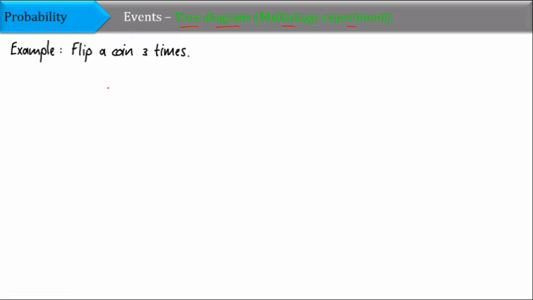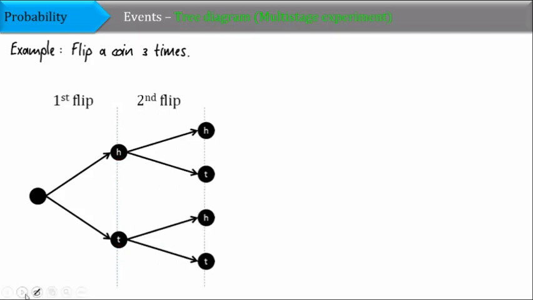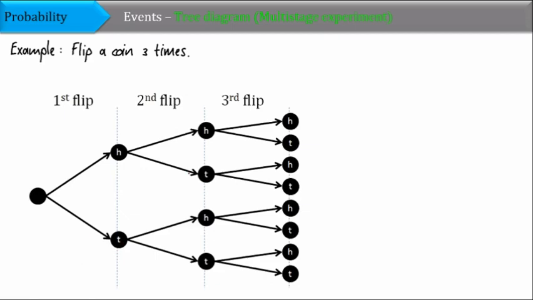Right, so hence we flip a coin 3 times. Now on the first flip, we can either get a head or we can get a tail. On the second flip, we can get either a head again or a tail again. On the third flip, we can get either a head or a tail again. Now, we've flipped it 3 times and we have this list of outcomes.